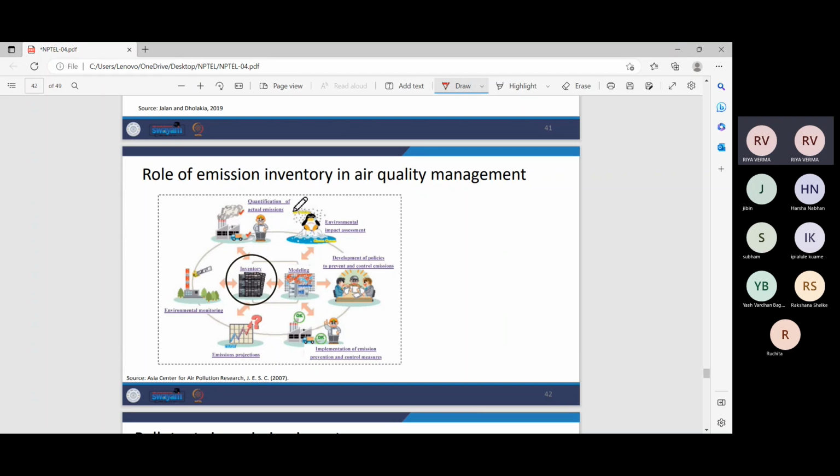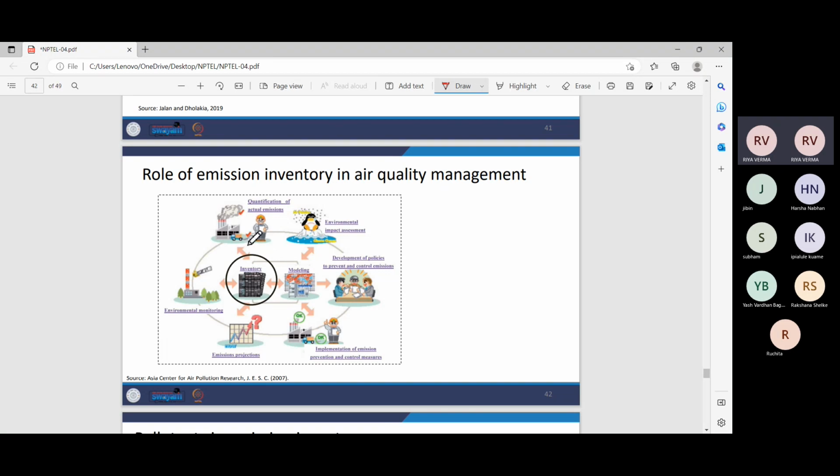Next is your environmental impact assessment, or impact of a certain activity or a certain area or a certain industry. For its EIA, we can make emission inventories. Then to develop the policies and to prevent and control emissions. This is for the government, and developing the emission inventories helps them to formulate the policies, like what are the prime pollutants that need to be focused upon, or what are the prime sources that need to be focused upon.